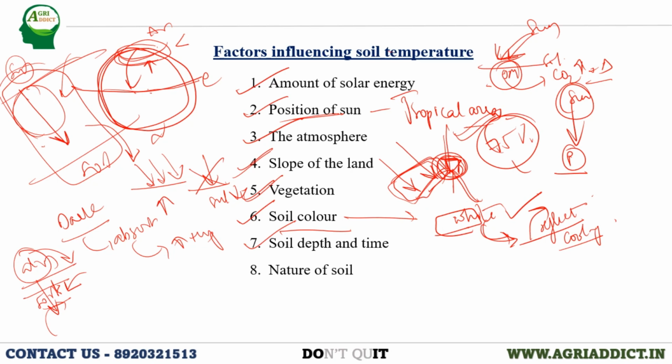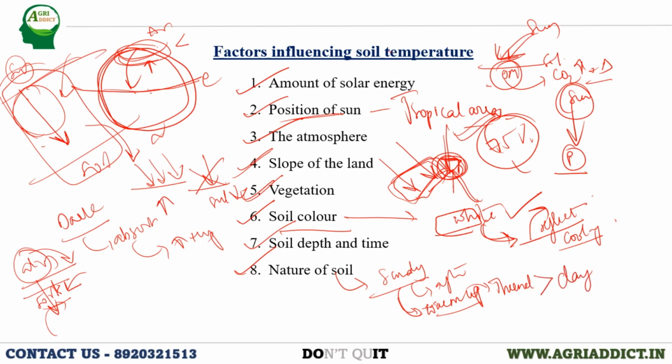Next one is nature of soil. Nature of soil means if we walk on sandy soils in the afternoon of summer, what will happen? Our feet will get burnt like anything. So, sandy soils usually warm up more quickly than clay soils. Why? The thermal conductivity of sandy soils is more than clay soils.